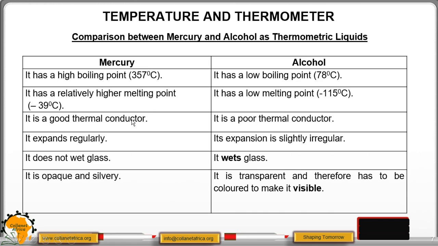Then the third one, mercury is a good thermoconductor, while alcohol is a poor thermoconductor. Mercury expands regularly, while alcohol has irregular expansion. Mercury does not wet the glass, while alcohol wets or sticks on the glass. Then mercury is opaque, and therefore it is visible, while alcohol is transparent, and if you have to use it, you have to color it so that it can be visible.